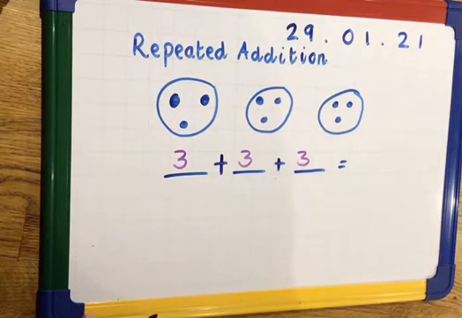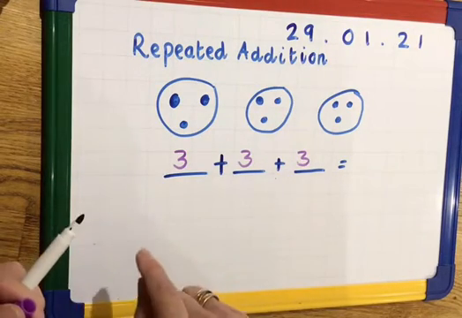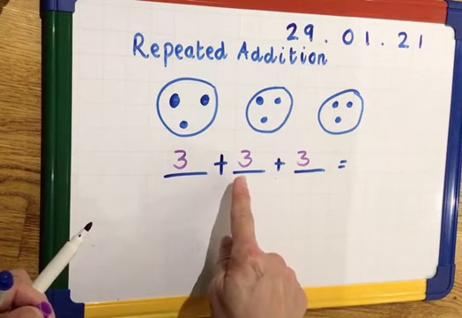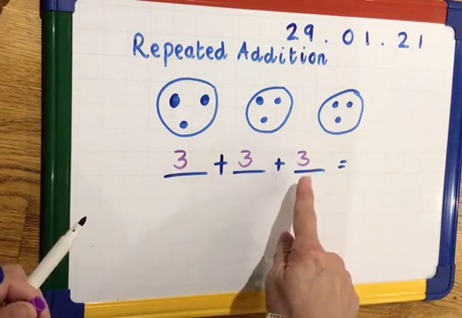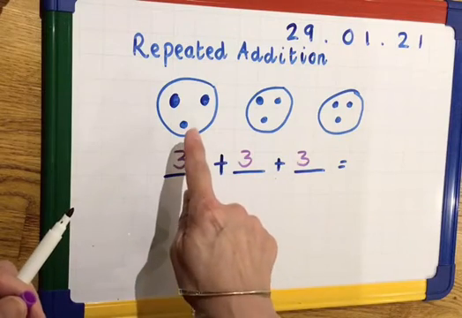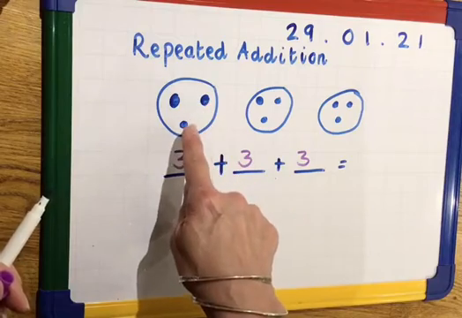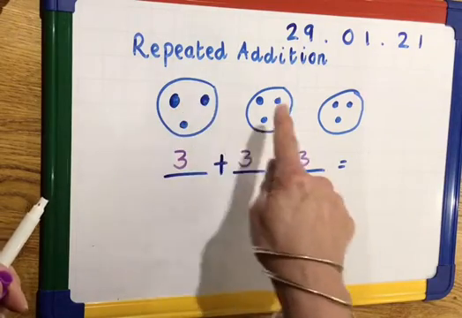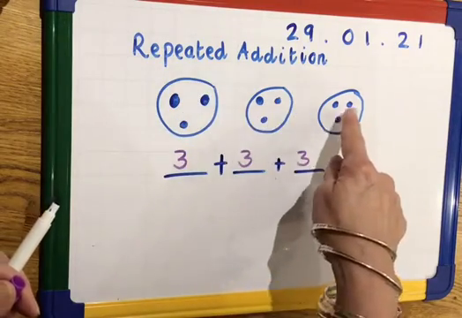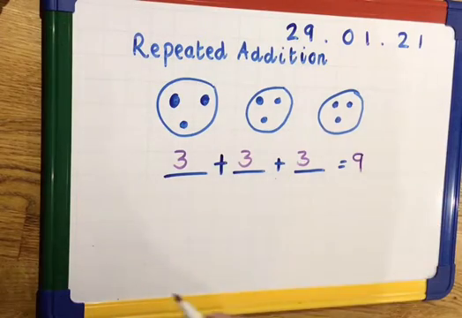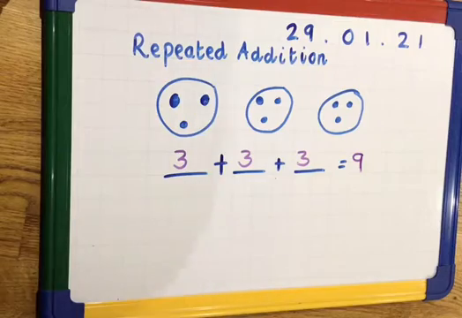And I can work out how many I have in total because I can count them. 3 add 3 is 6. Add on another 3 is 9. If I'm a little bit unsure, I can count each group individually. 1, 2, 3, 4, 5, 6, 7, 8, 9. So 3 add 3 add 3 is the same as 9.